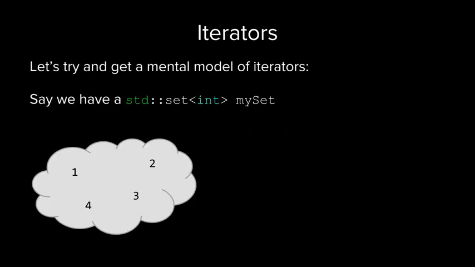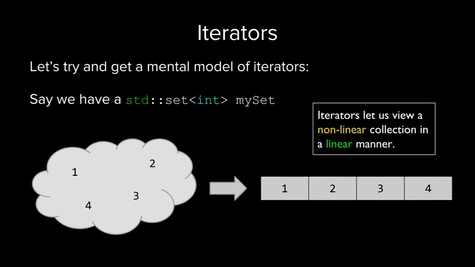The mental model of iterators is: you have some collection, and think of it as a cloud. Because not every collection is a sequence, a more general way of thinking about a collection is some cloud of things. The idea of iterators is they let you view this non-linear collection in a linear manner, somehow.